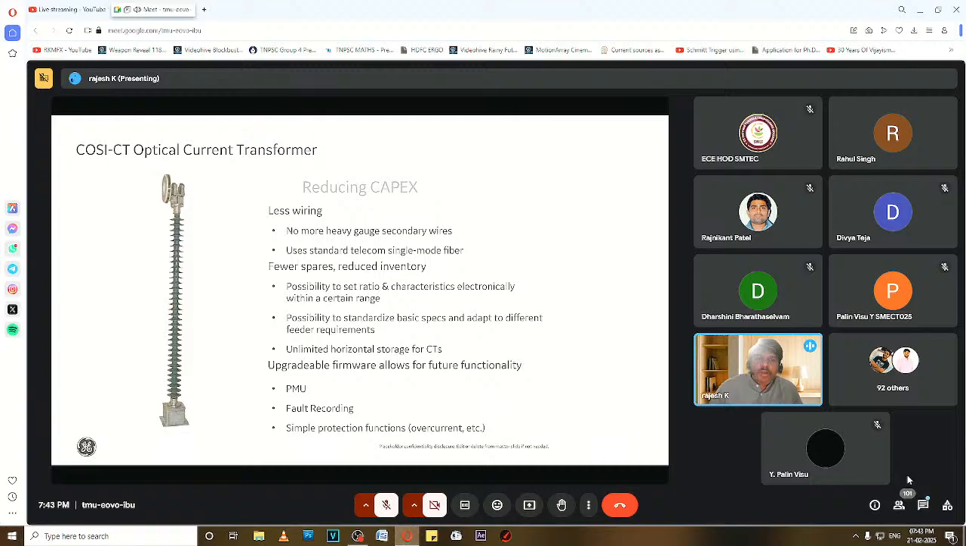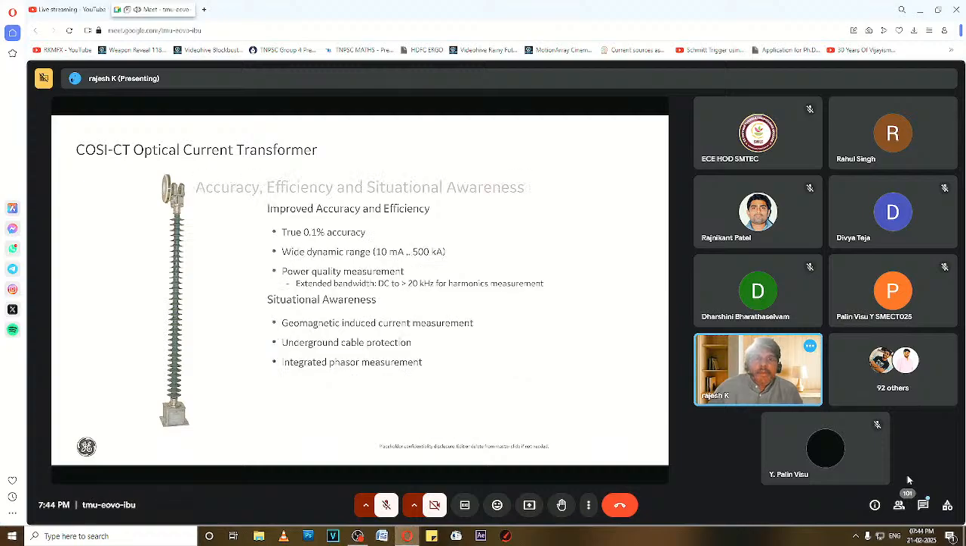Once we have COSI, we can use this particular output for multiple functions. For example, if you want to measure harmonics, you can measure the harmonics. And there are different classes. If you want highly accurate, low range data, you can have it. Or if you want a broader range with a better range for the protection functions, that is also possible. So you can have fully settable options across the sensors. And accuracy wise, it is 0.1%.